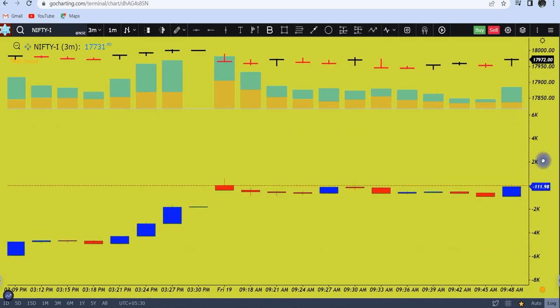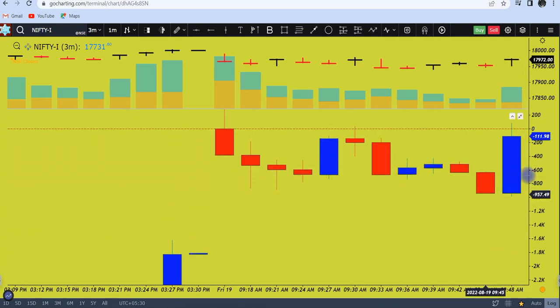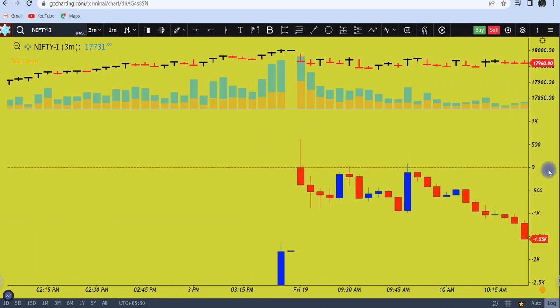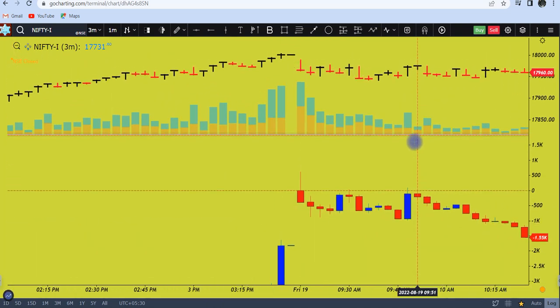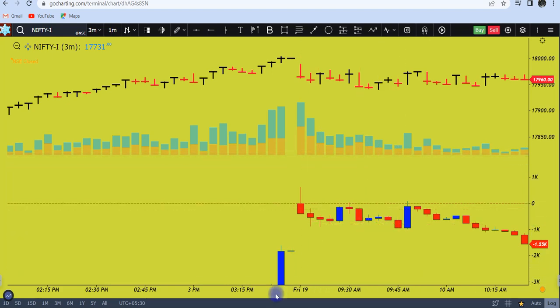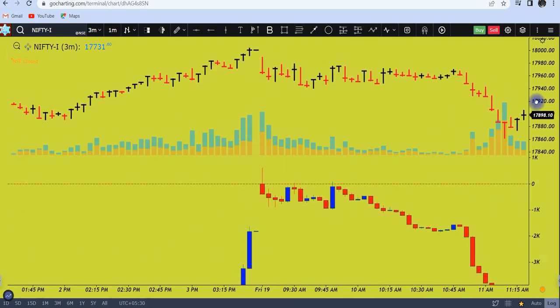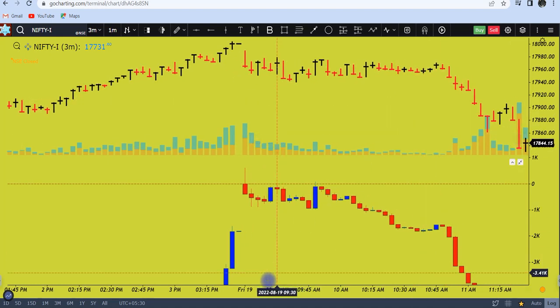Since we've discussed what both the things are, we are going to better understand this with the help of an example. Let us start with the trading session on the 19th, that Friday. That was yesterday.